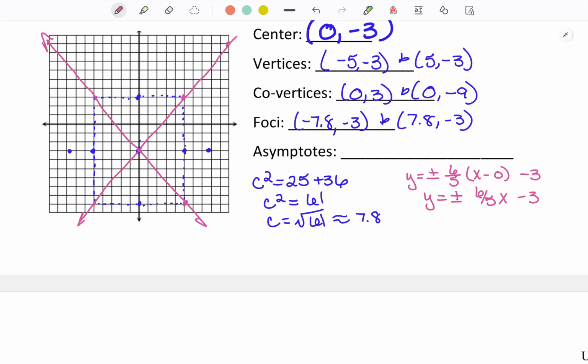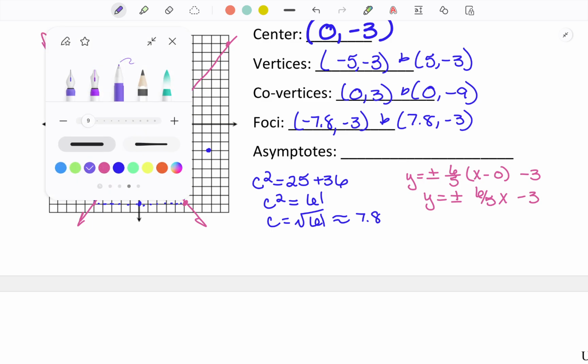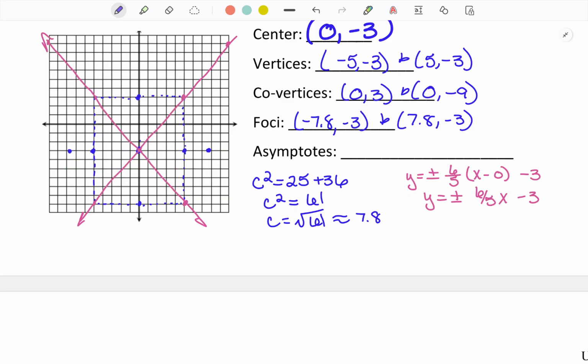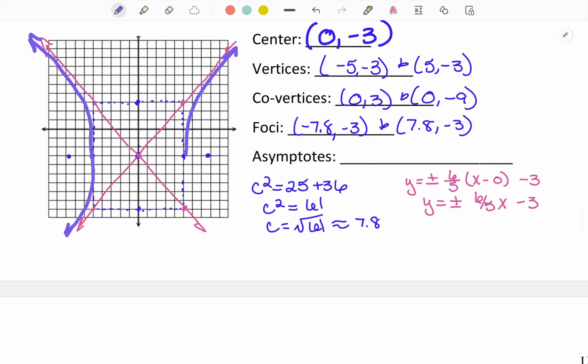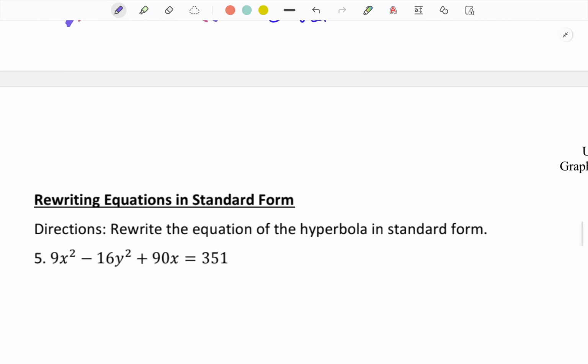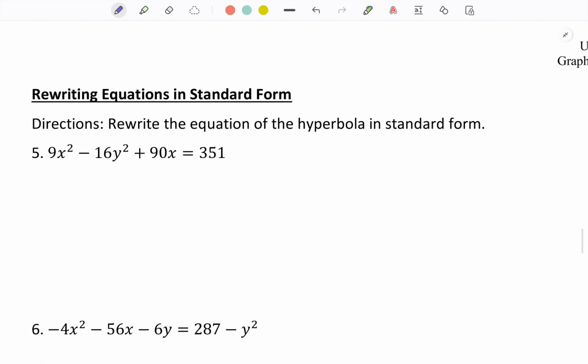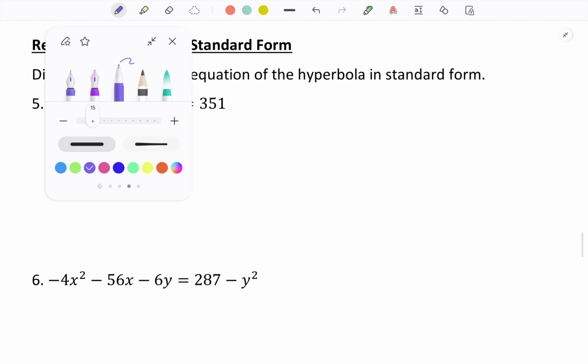And then we will draw in our hyperbola. So from the vertex towards the asymptote, and then from the vertex towards the asymptote. And there we go. All right, so let's look at some rewriting equations.